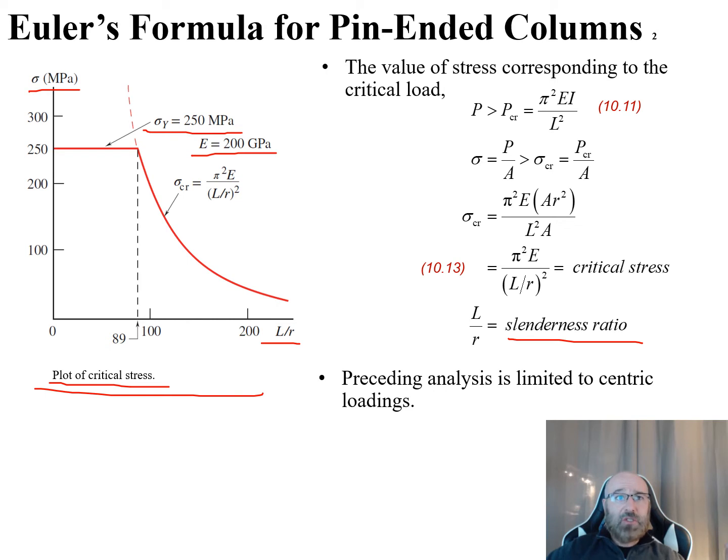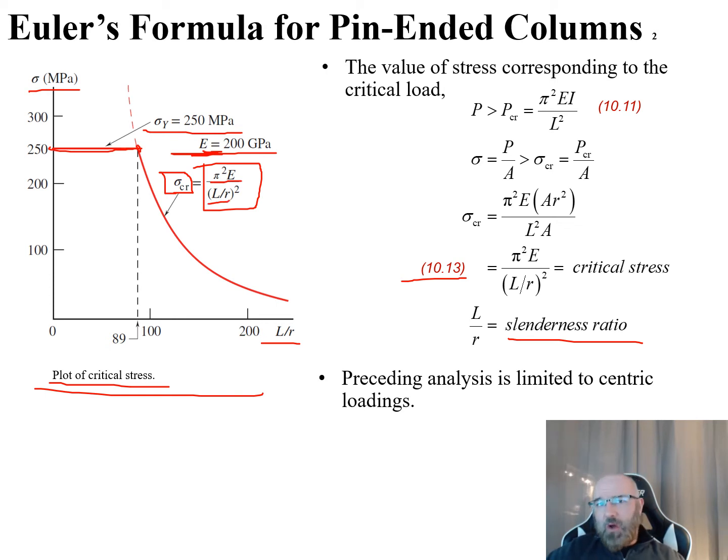So we can draw this out over here. For the structural steel, we have that sigma sub y, our yield strength, coming across at 250 megapascals. We go over until we intersect our curve, which is our critical stress, sigma sub CR, given by equation 10.13, where we have pi squared times our modulus of elasticity for our structural steel, all divided by our slenderness ratio, L over r, quantity squared.